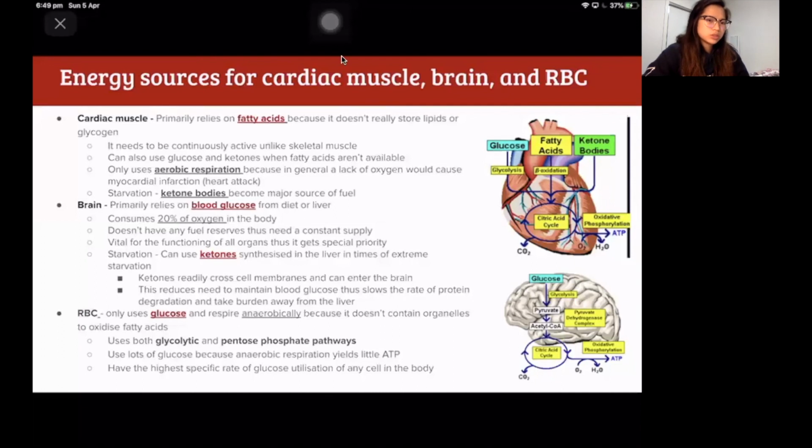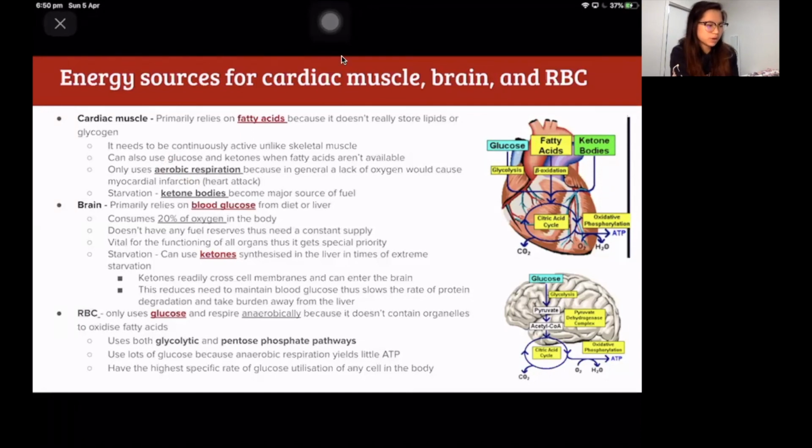And I'm just going to move on to what the heart, the brain, and red blood cells use as energy sources. So in the heart, the heart primarily relies on fatty acids because it can't really store any lipids or glycogen. It needs to be continuously active, unlike skeletal muscle. And as you can see here, it can also use glucose and ketone bodies if it needs to. And it only relies on aerobic respiration. You can probably imagine that when the heart is lacking oxygen, it would cause a heart attack. So that's why it always uses aerobic. And in starvation mode, it can use ketone bodies.